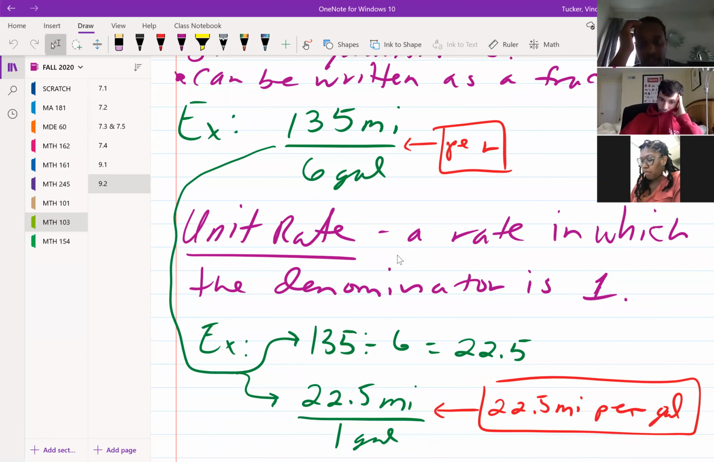A unit rate is a rate in which the denominator is equal to 1. So if I want to convert that 135 miles over 6 gallons to a unit rate, I would just divide 135 by 6. That would be 22.5. So that would be 22.5 miles over 1 gallon, which is 22.5 miles per gallon.